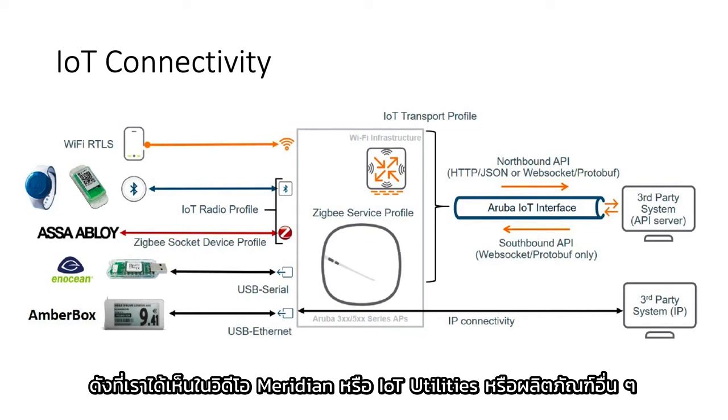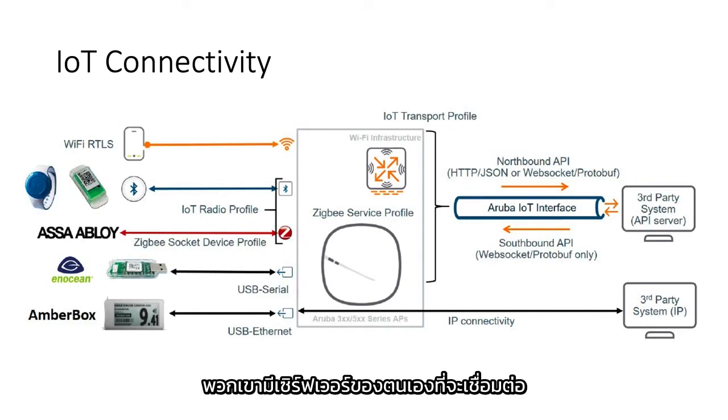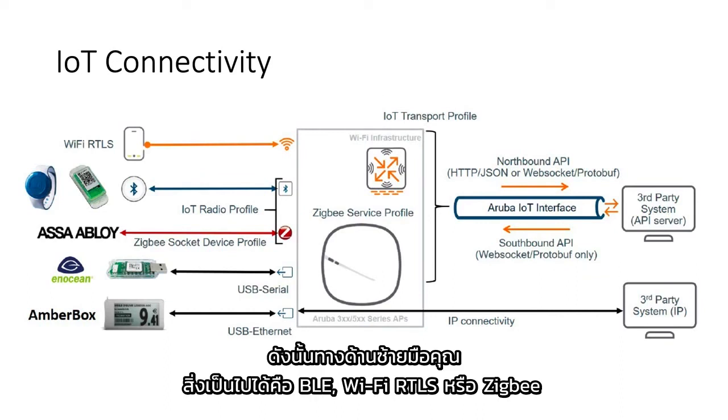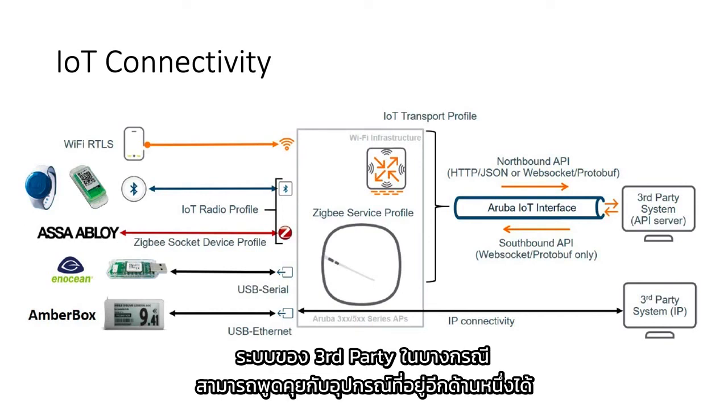So that can be, as we have seen in the video, Meridian or IoT-Utilities or any other product. Specifically with the things that you see there on the left-hand side, Assa Abloy and EnOcean, they have their own server where they need to connect to. So on the left-hand side you see all the possibilities. It's either BLE, Wi-Fi RTLS or ZigBee. Those are the protocols supported there, and that's then being sent to the third-party system. Third-party system in some cases also can talk to the devices on the other side, so to the IoT devices.